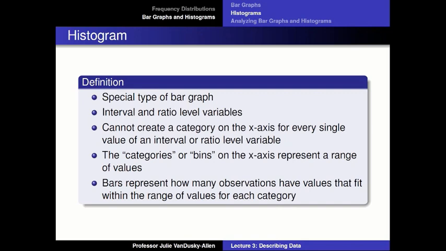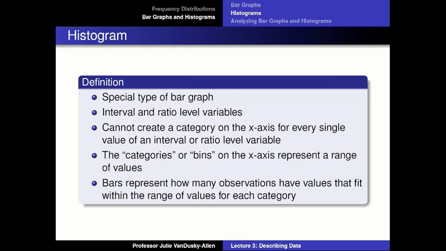Now I'm going to briefly describe how histograms are constructed. A histogram is just a special kind of bar graph for interval and ratio level variables. If we made a bar graph out of an interval or ratio level variable, then we'd have to put a category on the x-axis for every single value of the variable, which would be a lot of categories.